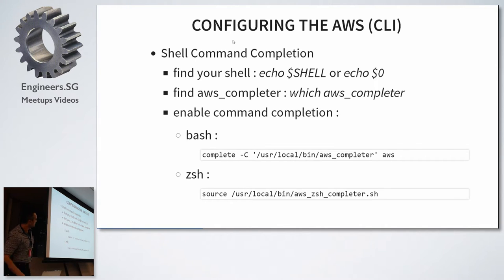This can be done just by finding out where your AWS completer is and adding it to the .bashrc file or .zshrc file as well. The completer comes with the install? Yes, the completer comes with the installation. Once you install it, it's part of it. In this case, you can see it's the completer. Actually, it was installed without --user. If it is installed with --user, you will find it in the home .local/bin, probably. It will be there.